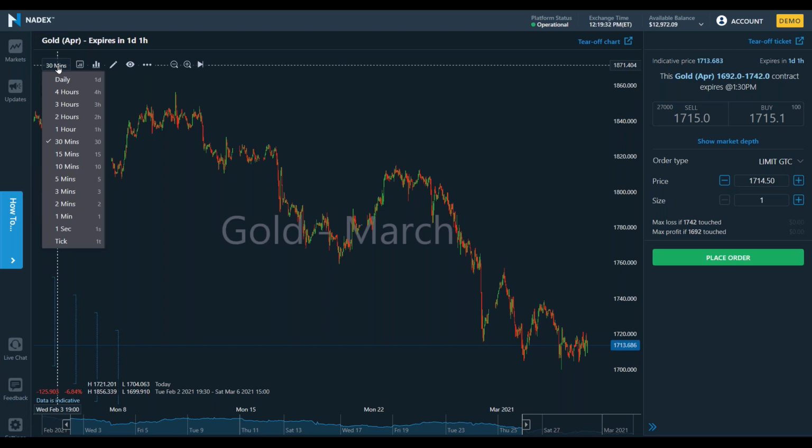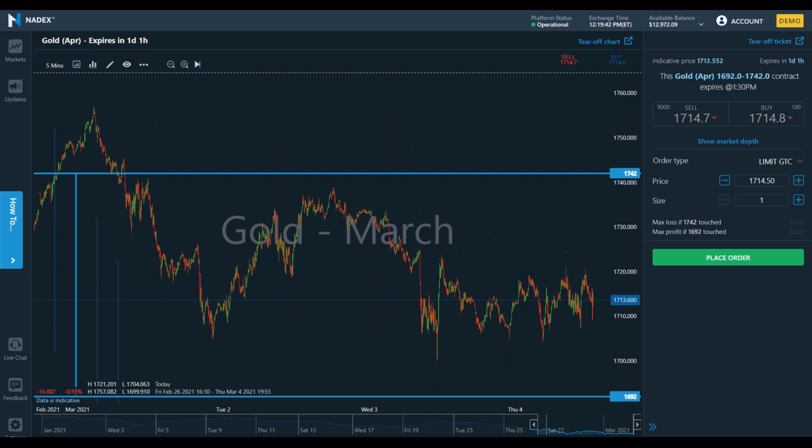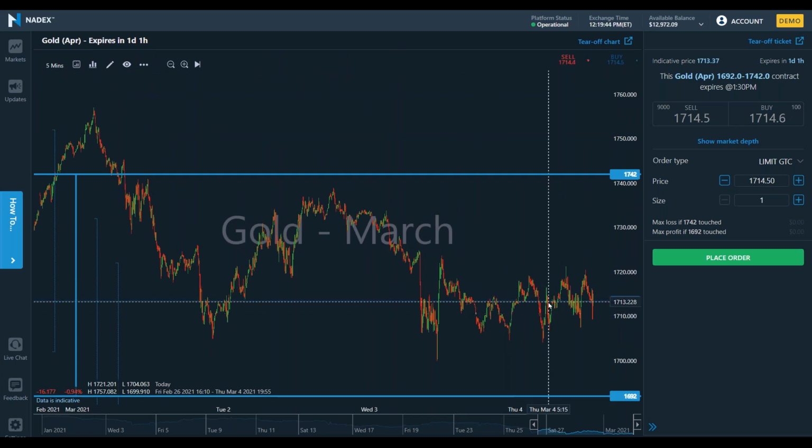I'm going to stick with candles, and you can set the time period for your candles. Do I want to be looking at 30-minute candles? Do I want to be looking at 4 hours to get a longer term view? Maybe I want a shorter term view. Maybe I want to look at 5-minute candlesticks. Every one of these candles is now 5 minutes.